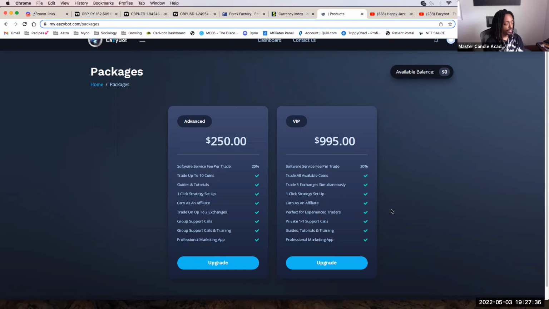Either 250 to trade 10 coins, or free, right? So let me start. Free to trade 1 coin. They tax you 30%, you keep 70%, right? For 250, you can trade up to 10 coins, and have all of the other perks and things like that. 995, which is probably the route that I'm going to end up going, which for me, just the way my brain works, just makes the most sense.